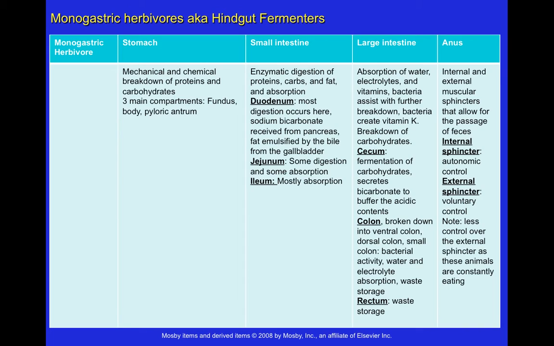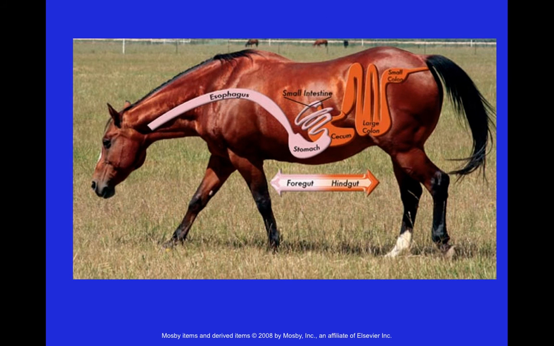So the internal sphincter, same thing, is under autonomic control. The external sphincter is under voluntary control. However, they have less control over the external sphincter as these animals are constantly eating. They're constantly putting food into their system, so they constantly have to be pushing it out. So this is a very basic identification of foregut, stomach, esophagus, small intestine, versus hindgut, which is the large intestine.